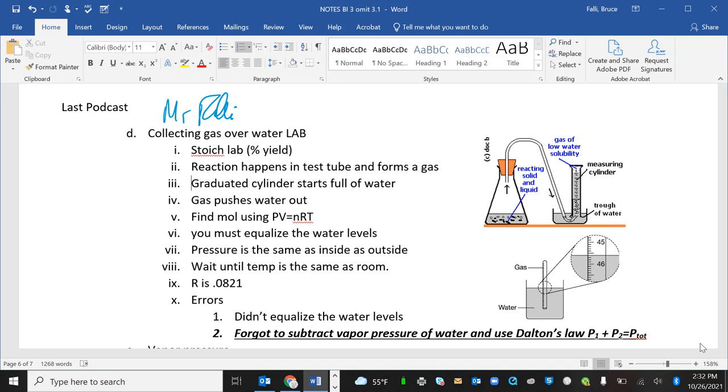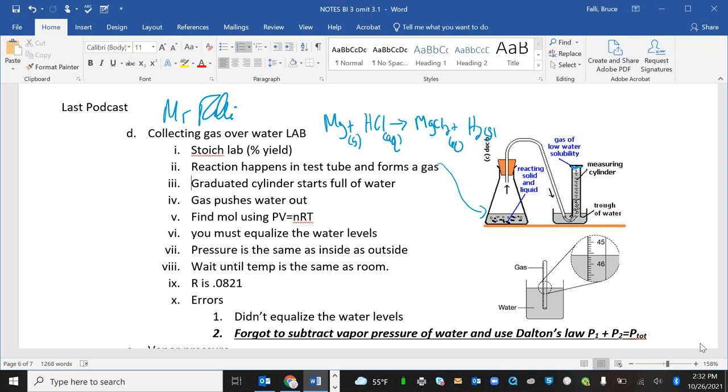Reaction happens in a test tube and forms a gas. So this is obviously not a test tube, but if I have Mg plus HCl yields MgCl2 plus hydrogen gas. Okay, hydrogen's going to be gas. This is going to be aqueous. This is going to be aqueous. And aqueous, remember, just looks like a water. Looks like a liquid.